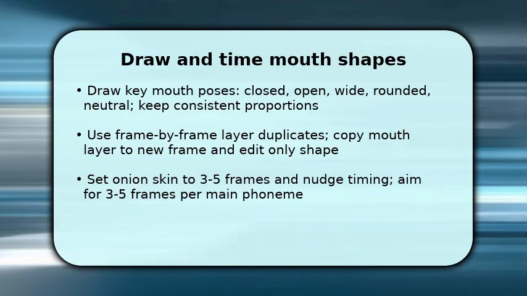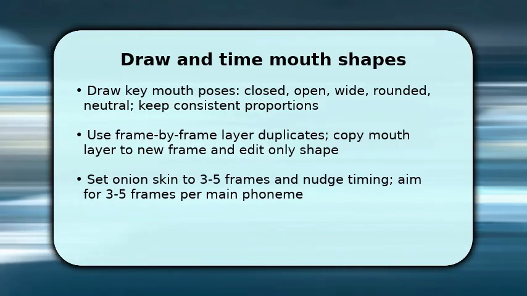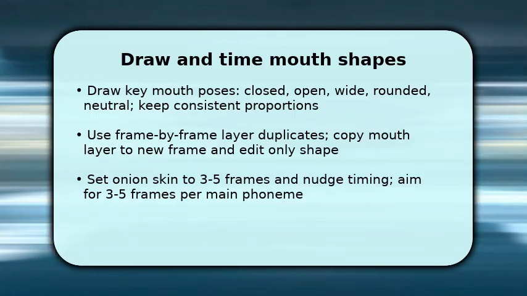Once drawn, duplicate the character layer across frames and edit only the mouth layer so the rest stays stable. Use onion skin set to 3 to 5 frames to judge motion flow, and nudge frames so each phoneme covers roughly 3 to 5 frames depending on tempo. This produces believable lip motion.